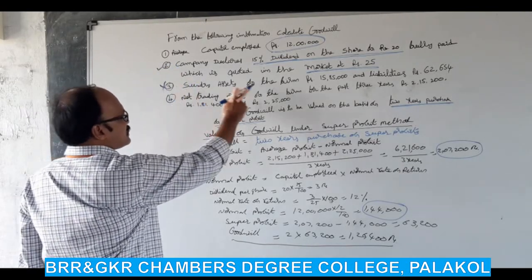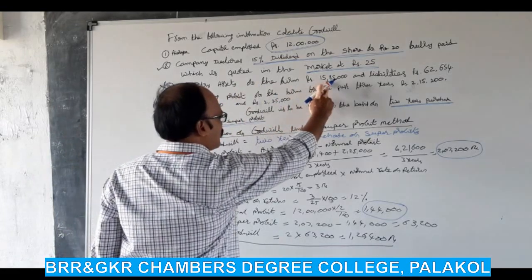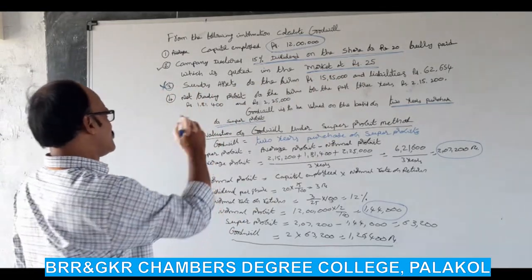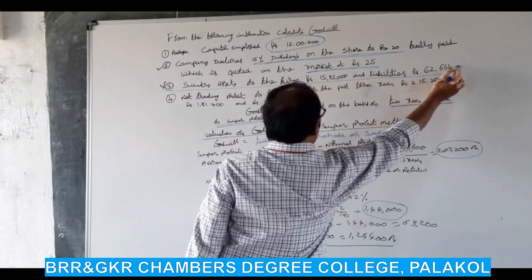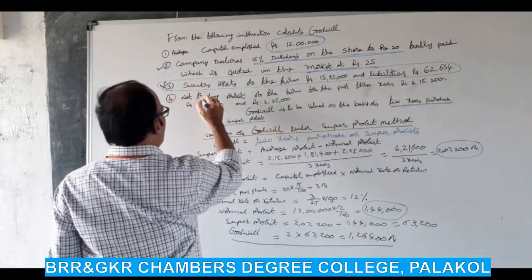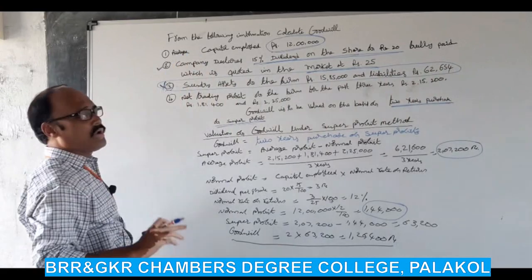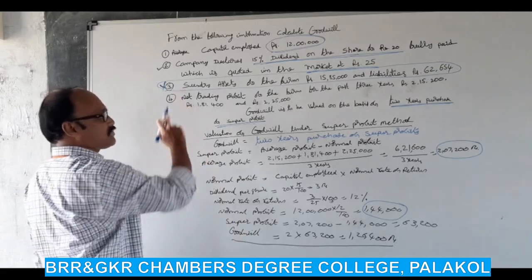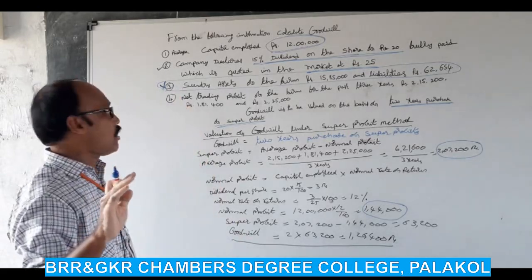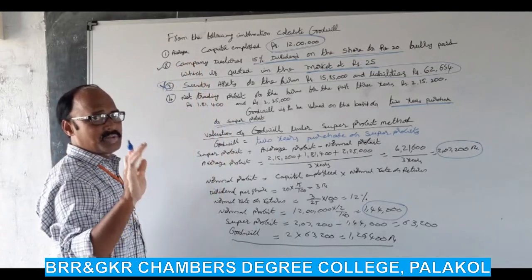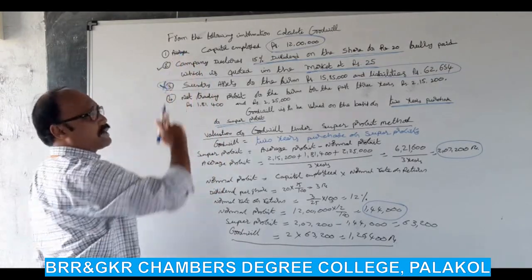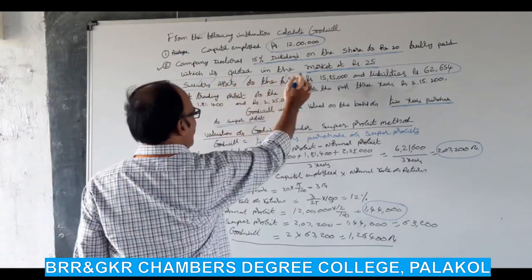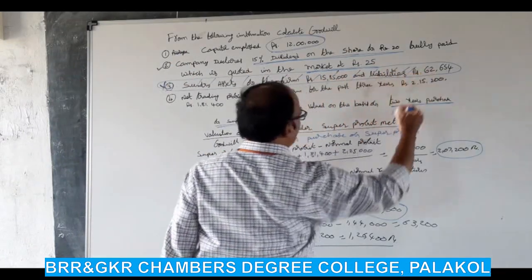Next one, sundry assets of the firm rupees 15,85,000 and liabilities 62,564. This information is essential when? Whenever the average capital employed is not available in the problem, only then is this information essential for calculation of average capital employed. But in this problem, the average capital employed is available directly. So this information is not necessary at this time.